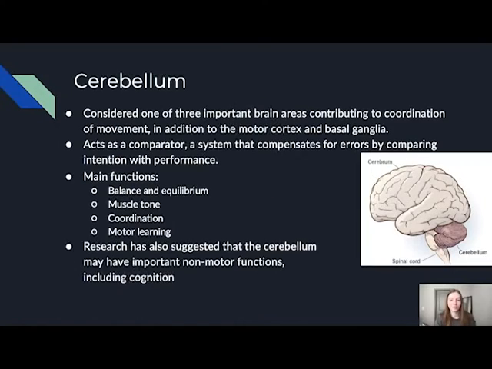Okay, so now we're going to talk about the cerebellum. The cerebellum is considered to be one of the 3 important areas of the brain that contribute to coordination, along with the motor cortex and the basal ganglia.